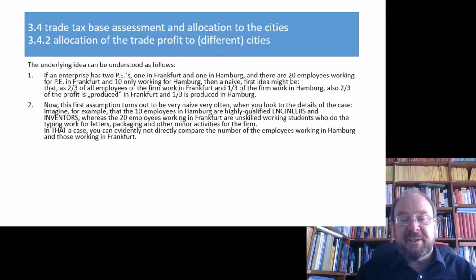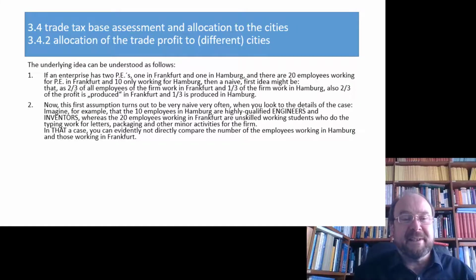And the 20 employees working in Frankfurt are unskilled working students, beginners in the first or second semester, and their job in Frankfurt is doing typing work for letters, packaging of mail and goods which are sent to customers, and other activities of completely minor importance. So our assumption is now: 20 people work in Frankfurt, 10 work in Hamburg, so the distribution of the profit is caused with 2/3 in Frankfurt and 1/3 in Hamburg. Can that assumption still be upheld?